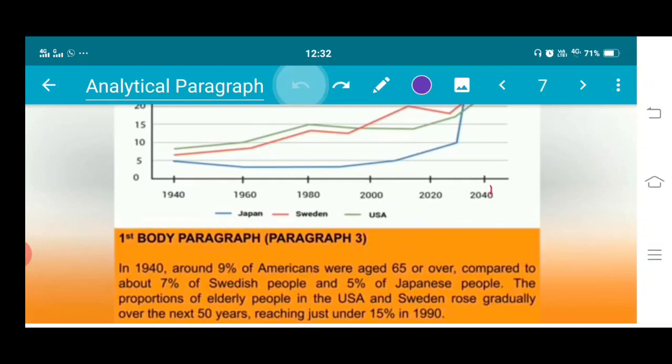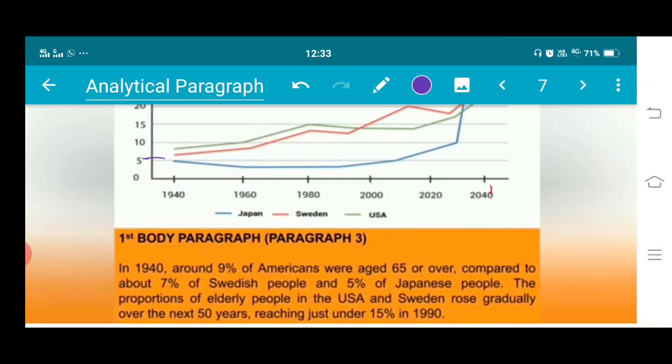Now where is Sweden? Sweden is in the red line. So Sweden is near about 7, as I've told you in the starting. It is here somewhere about 7, right? So 7% of Swedish people and 5% of Japanese people. So it is near about 5. This Japanese, that is here at the 5. So we have done 7%, 9% and 5%. 9% for Americans, 7% for people who are living in Sweden, Swedish people, and 5% for the Japanese people.